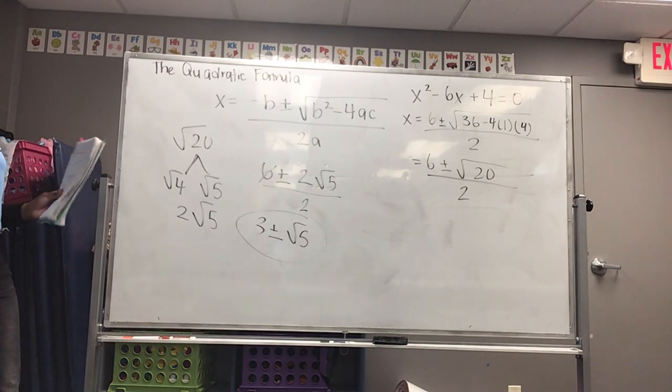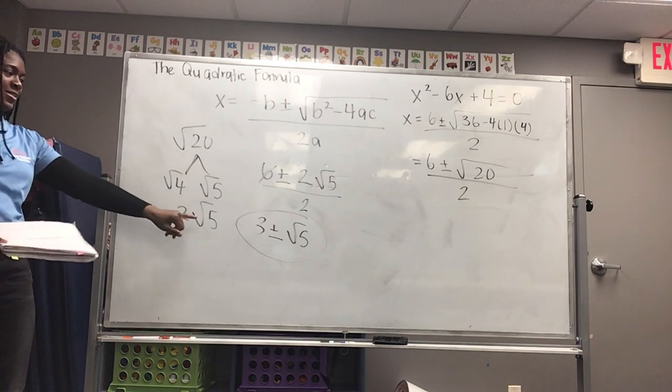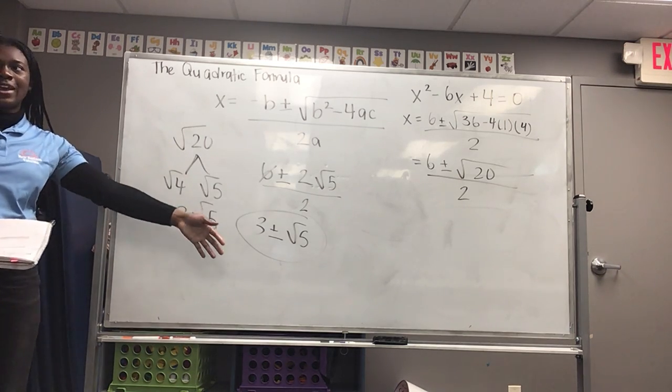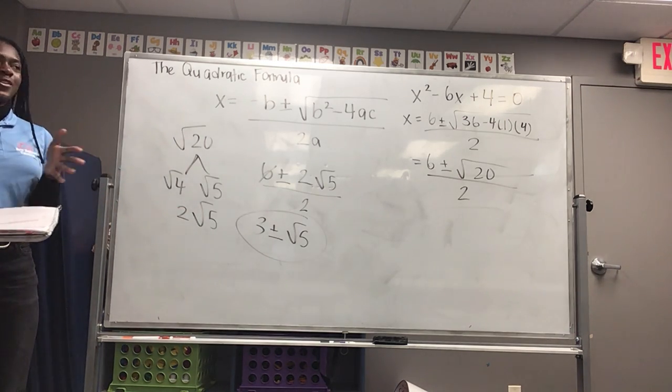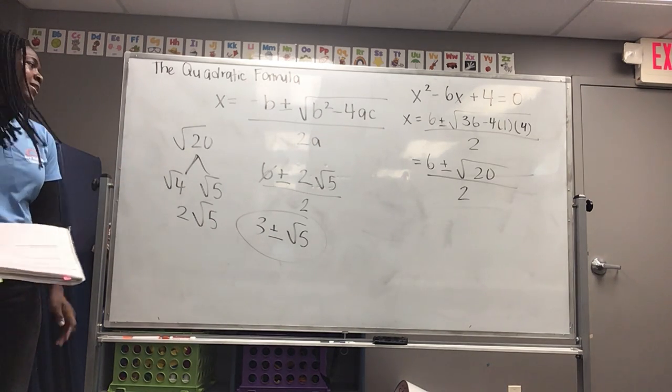Even though 6 plus or minus square root of 20 over 2 is correct, they might not have that as an option on the ACT because they want you to simplify it. So don't be fooled if you don't see your answer. Don't think, oh, maybe I did it wrong. Maybe you still just need to simplify a little bit.